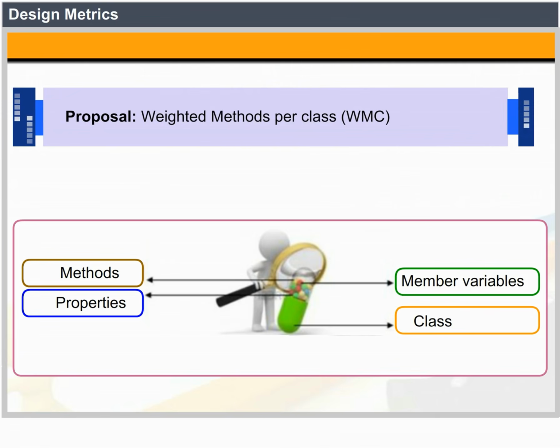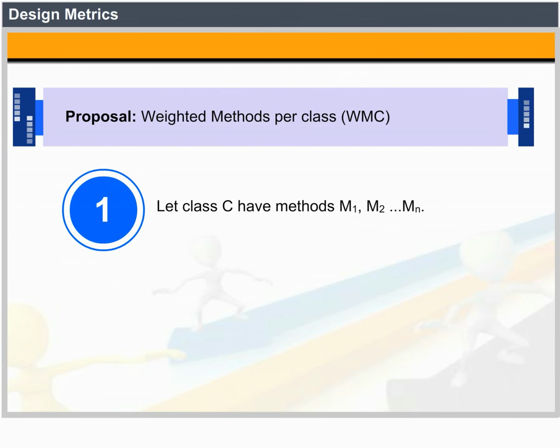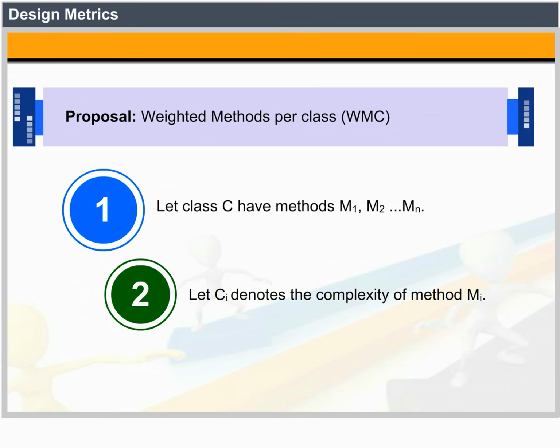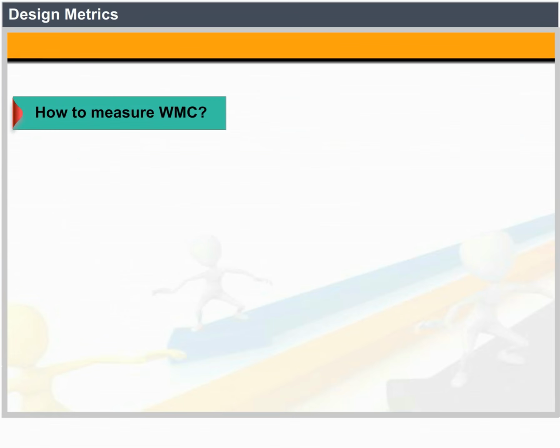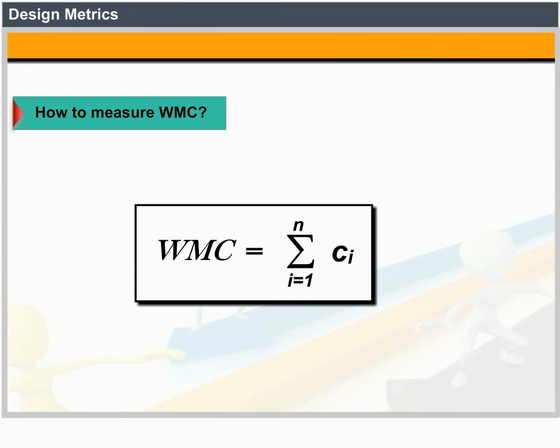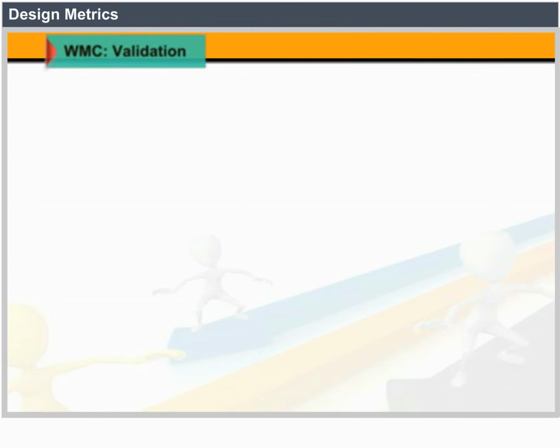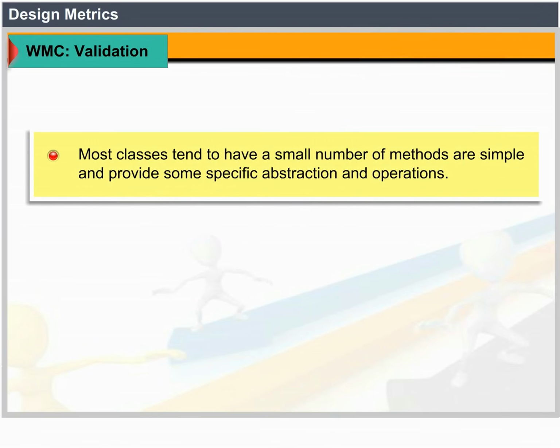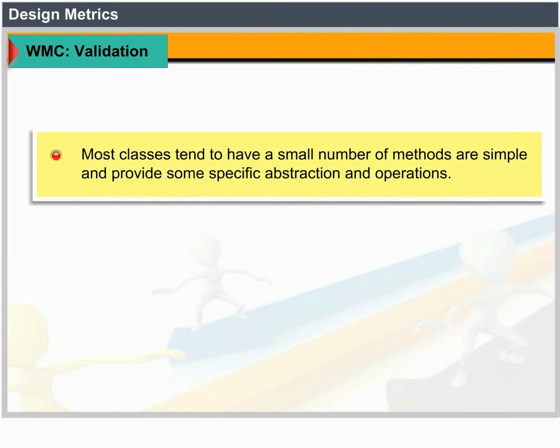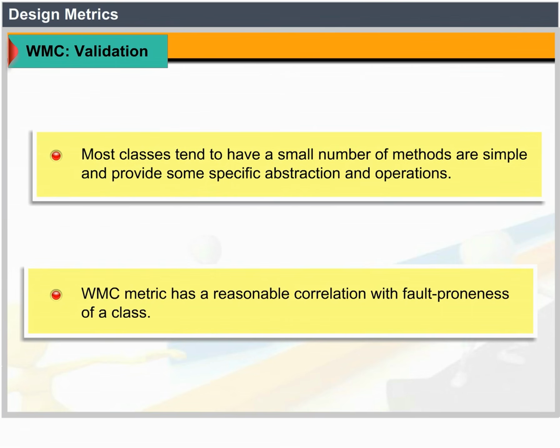Proposal. Weighted methods per class, WMC. Let class C have methods M1, M2, ..., Mn. Let Ci denote the complexity of method Mi. How to measure WMC? WMC equals the summation of i equals 1 to n of Ci. WMC validation. Most classes tend to have a small number of methods and provide some specific abstraction and operations. The WMC metric has a reasonable correlation with fault proneness of a class.